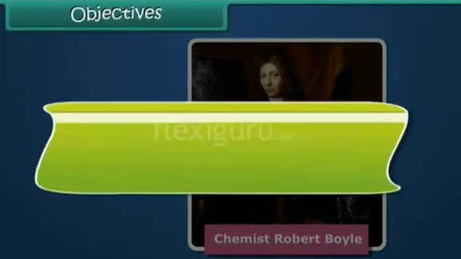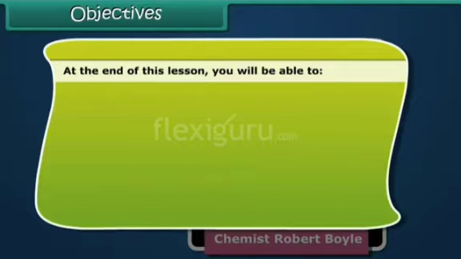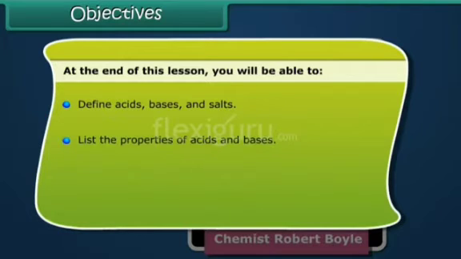Objectives. At the end of this lesson, you will be able to define acids, bases and salts. List the properties of acids and bases.